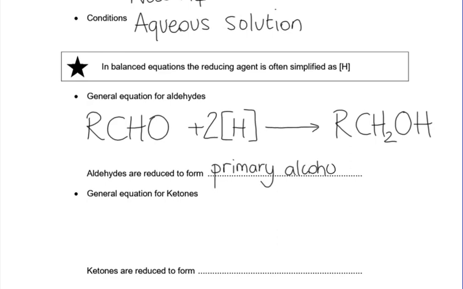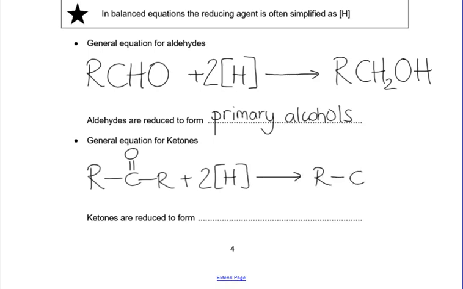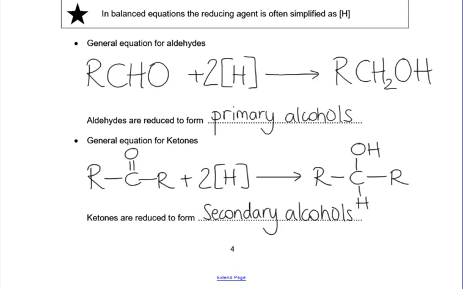Remember, if you've forgotten how to classify alcohols, you could go back and look at your alcohols notes. Whereas ketones, which have our C double bond O in the middle of our chain, are going to be reduced to form the alcohol group in the middle of the chain, with 2 R groups attached to the functional group carbon, the carbon with the alcohol, and therefore we're going to be forming secondary alcohols. Remember, we're adding a hydrogen to the carbon and a hydrogen to the oxygen, adding it across the double bond.